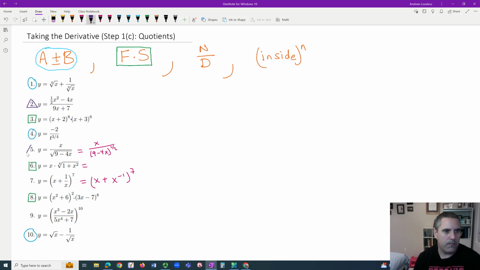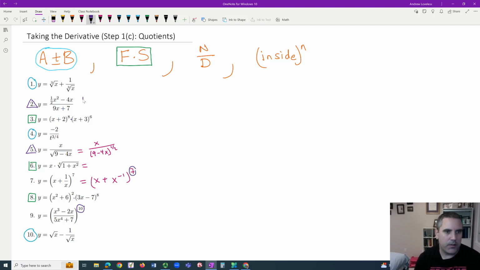This one right here. These two are different because you can see the entire thing is trapped inside of a 7 and the entire thing is trapped inside of a 10. So even though there are fractions in there, we would not start with the quotient rule.